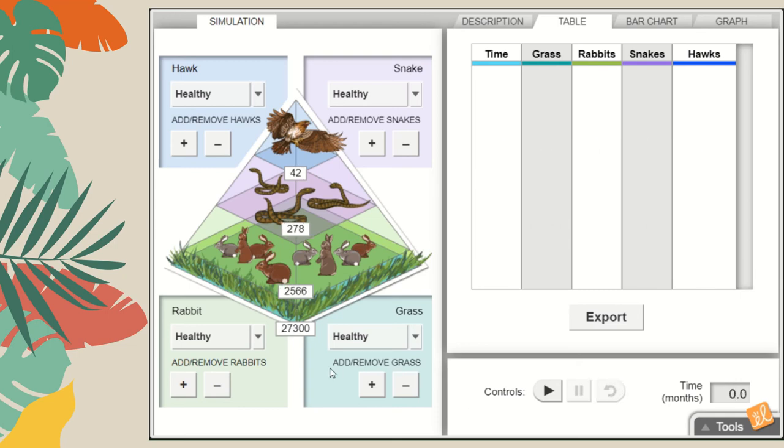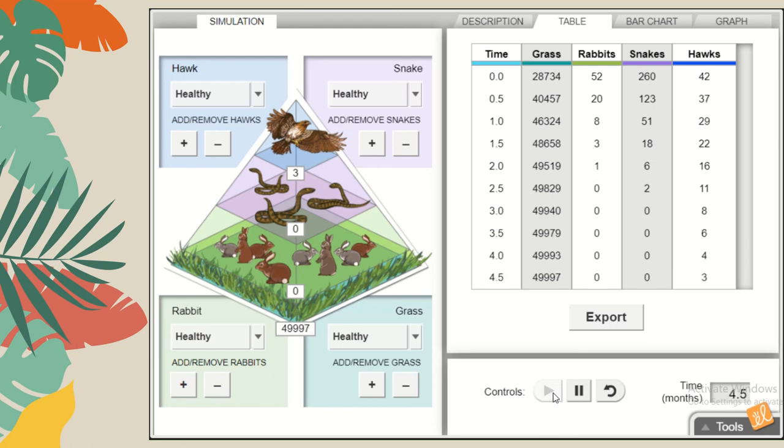Okay, let's repeat this, but I will be killing rabbits. I will remove almost all the rabbits in this food chain. And let's see, will this affect the balance of nature? Will this break the food chain? So look at the number of the snakes. We killed the rabbits, we killed the snakes, and now hawks will die. No one to eat the grass, and this caused imbalance in nature.